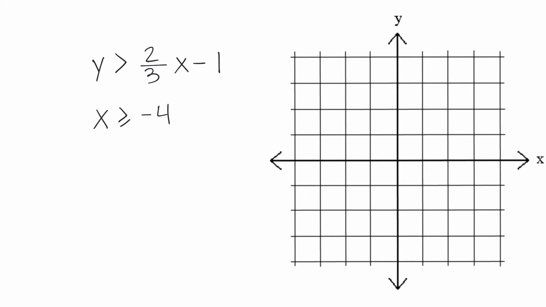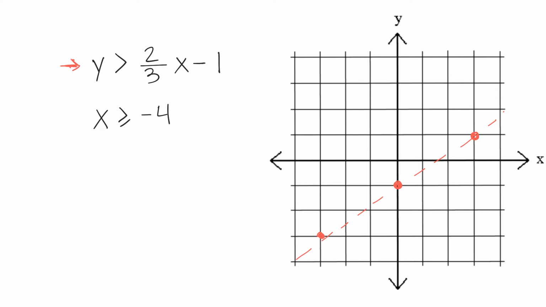We're going to do the same thing we've been doing. I'm going to start with this one, and I'm going to do it in red. I'm going to come down here to my y-intercept, go up 2, and go over 3 so that I'm getting a positive slope. I can also go down 2 and over 3 in this direction. This is a greater than, so I'm just going to put a dashed line.